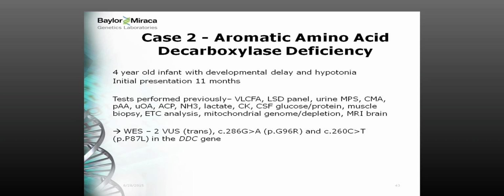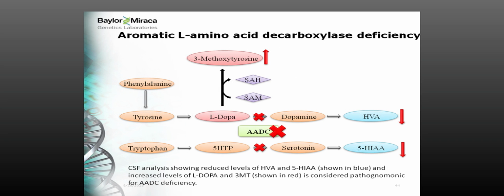Again, 2 variants of uncertain significance in trans, in the aromatic amino acid decarboxylase deficiency gene, that again had not been seen before. Prediction programs gave conflicting information about pathogenicity. This is to kind of remind everybody of the pathway of AADC, where the block there prevents the generation of both dopamine from L-DOPA and serotonin from 5-hydroxytryptophan.